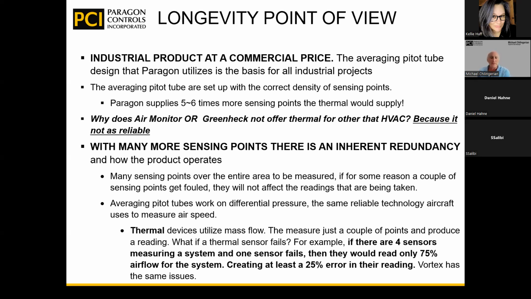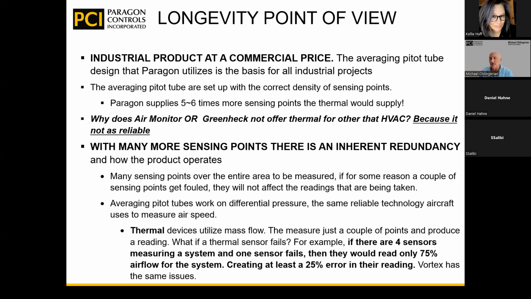If you have a thermal device or a vortex shedder, and they have fewer sensing points in general than we do, but let's say just in general, if you have 4 sensing devices and one of their sensors for whatever reason gets fouled, you're only going to read 75% of the value of what you're actually doing.